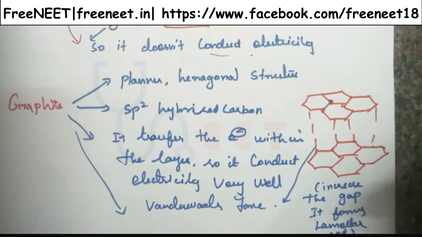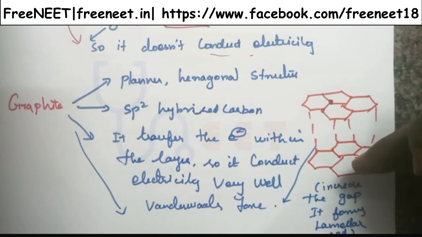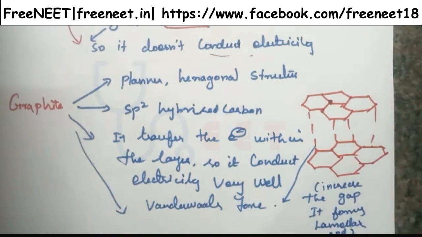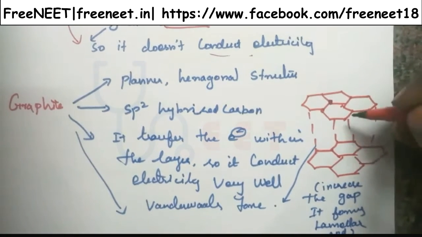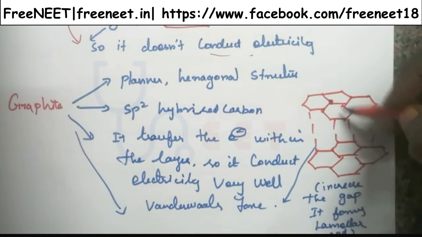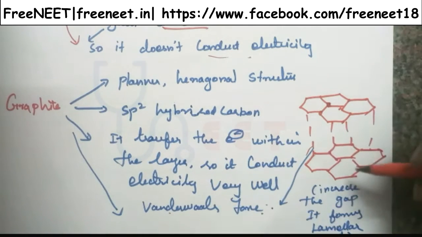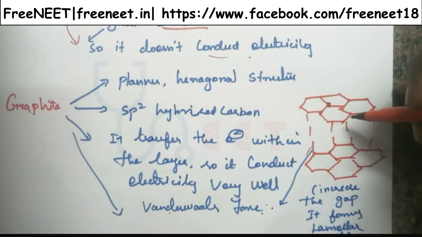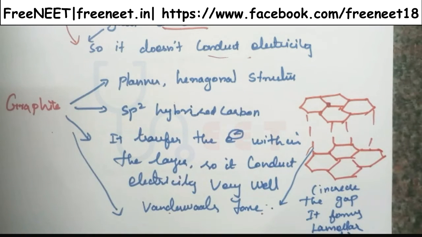In this case, electrons are easily transferred from one graphite row to another graphite row, so it conducts electricity easily. Van der Waals force, an imaginary force, acts between these two layers, so electrons are easily pulled from one layer to another. Electrons easily jump from one layer to another, so graphite conducts electricity easily.